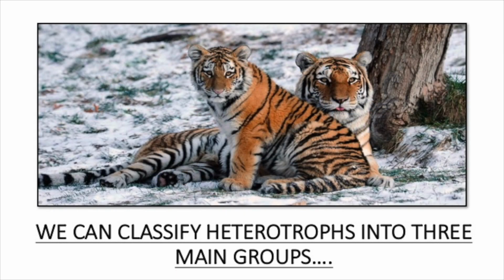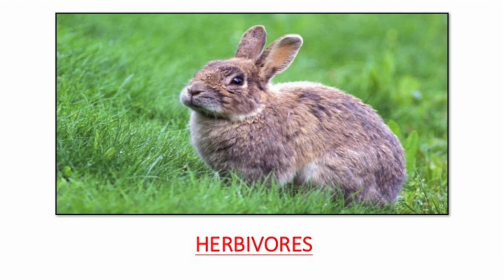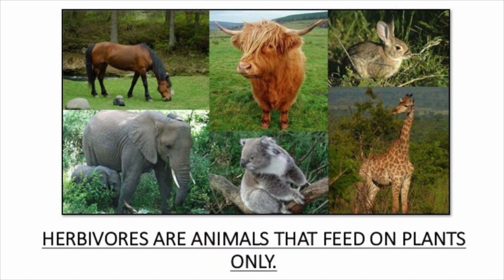We can classify heterotrophs into three main groups. Herbivores. Like this animal here. What animal can you see? Rabbit. A rabbit is a herbivore. And what does that mean? Herbivores are animals that feed on plants only. Yes, no meat, only plants. Herbivores.